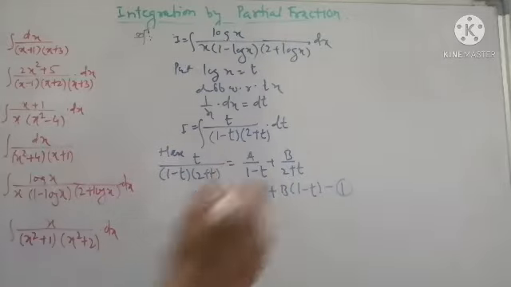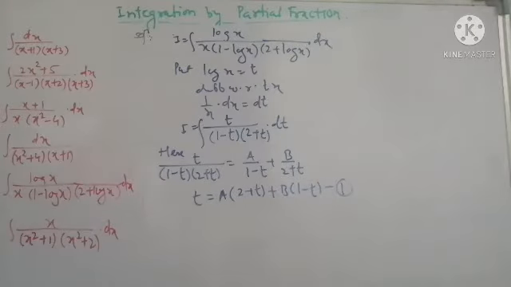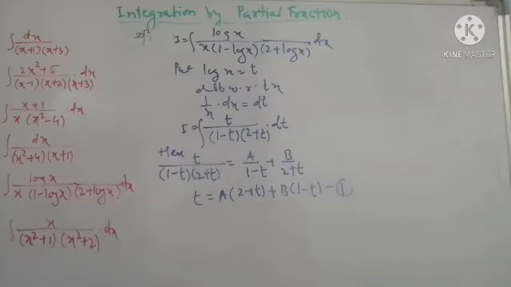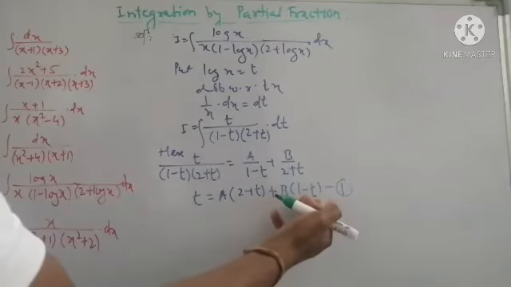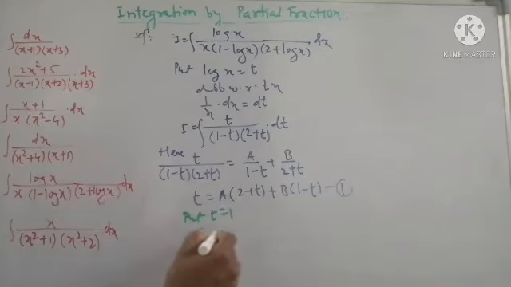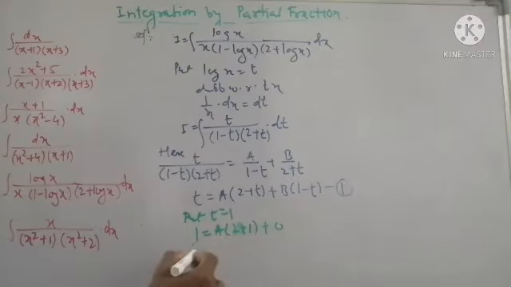Now taking values of t, we get the unknown constants A and B. First, to evaluate A, we take the value of t such that the term of B goes to 0, so we take t as 1. So put t is 1. On the left hand side we get 1 is equal to A into (2 plus 1), and the term of B is eliminated. So 1 is equal to 3A, so A is 1 by 3.